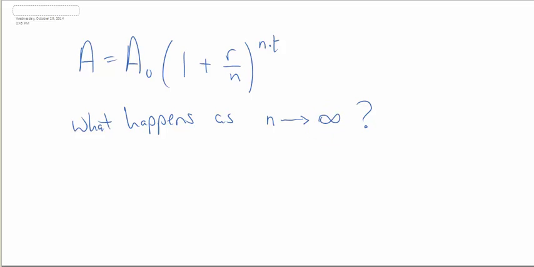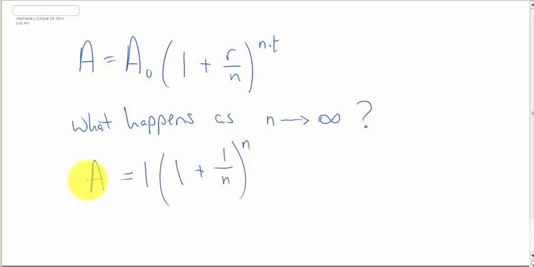To investigate this, let's pretend that we're investing $1. And we found this really good bank that pays 100% interest. So our R is 1. That's pretty wicked good, right? And we're going to invest it for, let's say, 1 year. So the exponent becomes n also. So our amount would be 1 times 1 plus 1 over n to the n.